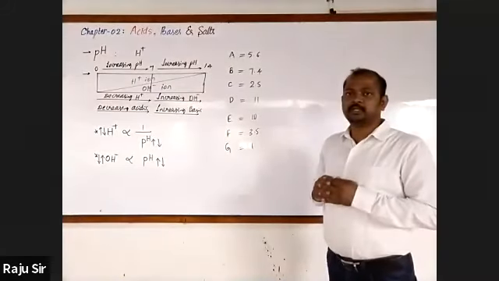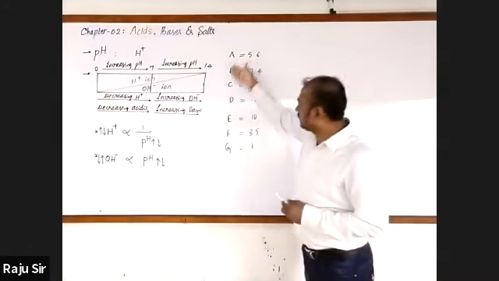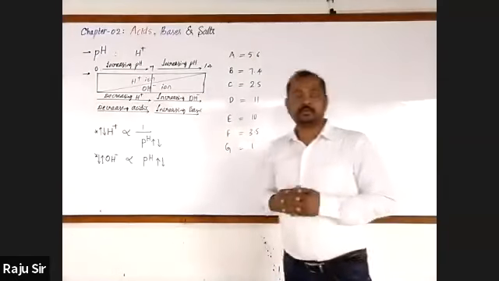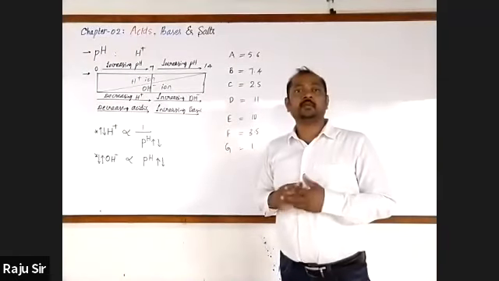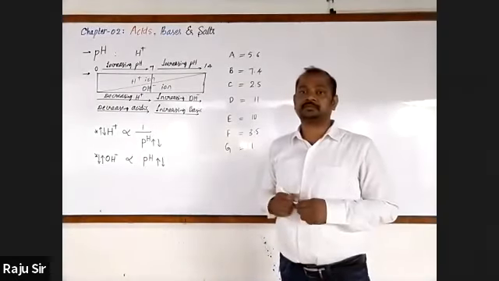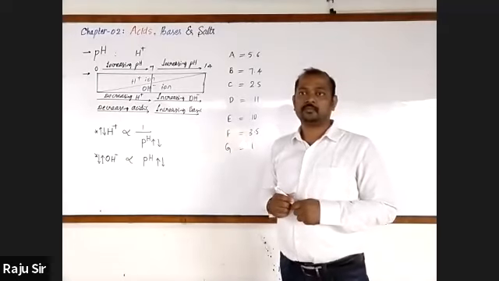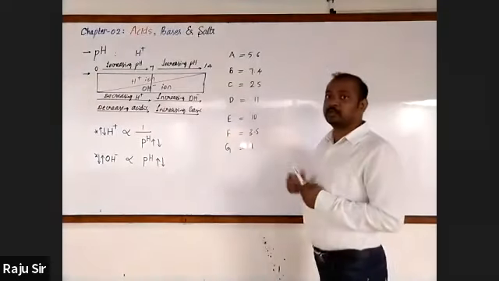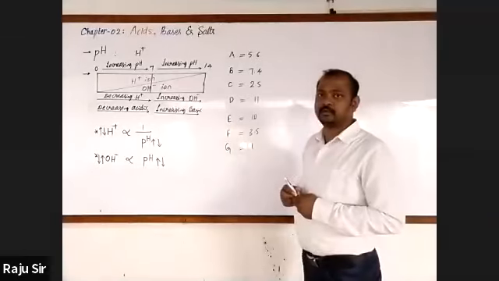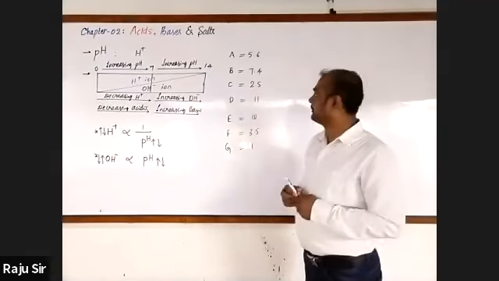The simple question is, among these 7 compounds, you have to identify which are acidic in nature. Below 7 are acidic in nature. Below 7, what are those? A, C, F and G, sir. A, C, F and G.